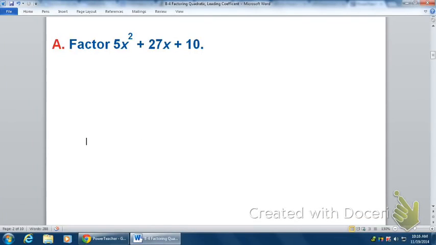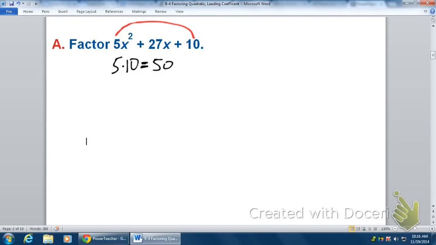Can't factor how it is right now. Why? 5 times 10 is 50. Right off the bat, we need to multiply our 5 times our 10. Now when we do that, that gives me 50. Great. That's what we're looking for.